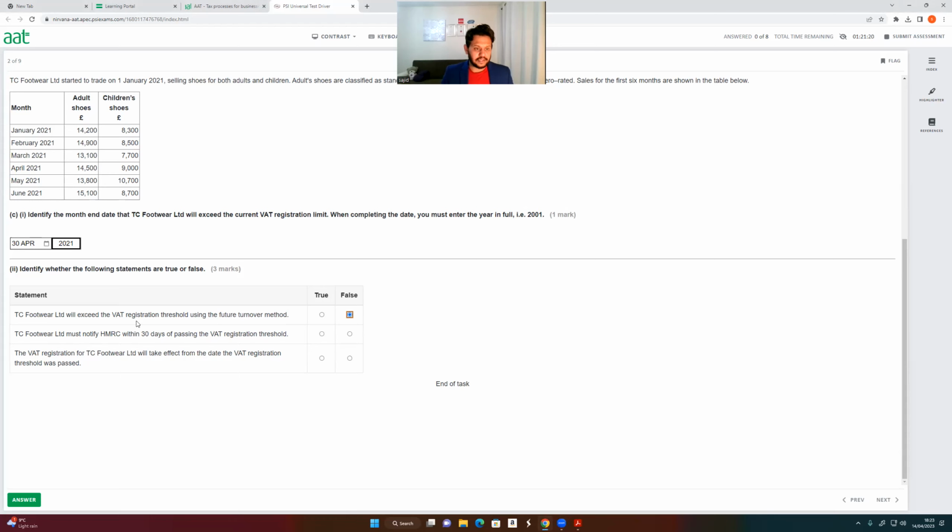So will Footwear Limited exceed the VAT threshold using the future turnover method? No, because we already have the last 12 months' data anyway, 6 months' data anyway. So as soon as we reach the threshold, we have to register for VAT. We really don't have to wait for the whole year.